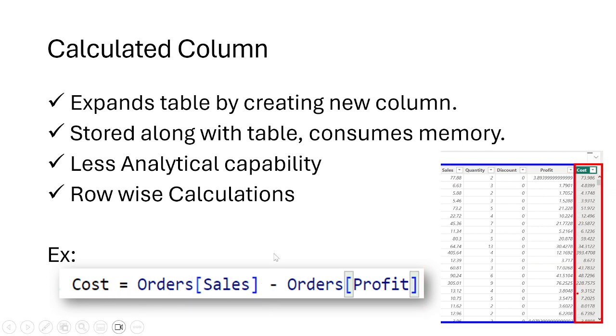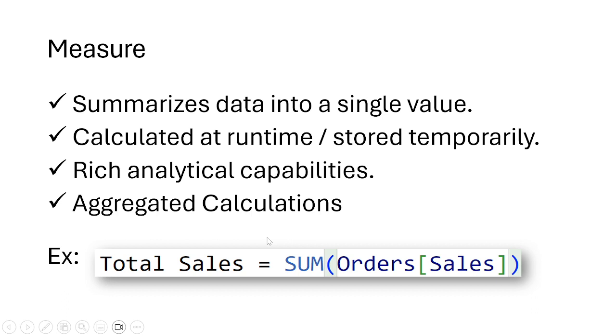Okay, fine. So then next, we also have what we call measures. A measure summarizes the data into a single value. So it is mainly used for aggregated calculations, like what is the total sales and so on. They are calculated at runtime, and they are stored temporarily. So measures have rich analytics features, mainly used for aggregated calculations.